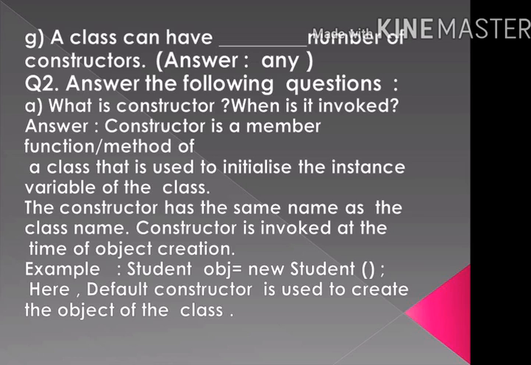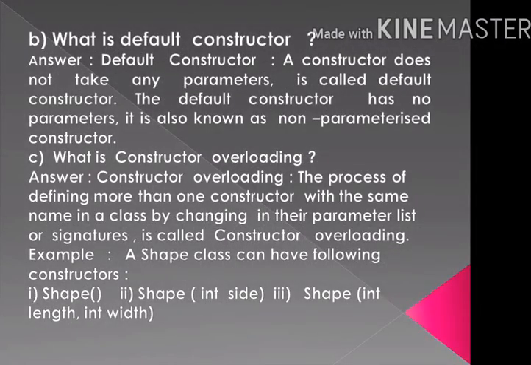For example, Student obj = new Student(). Here Student is the name of the class and obj is the object of the Student class. Here the default constructor is used to create the object of the class. The next slide contains the next part of questions and answers.